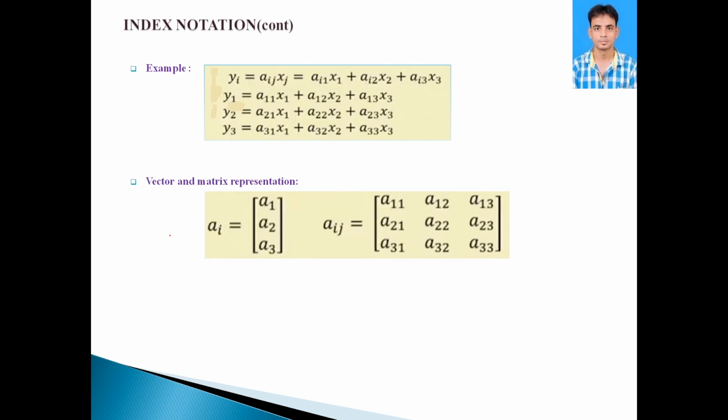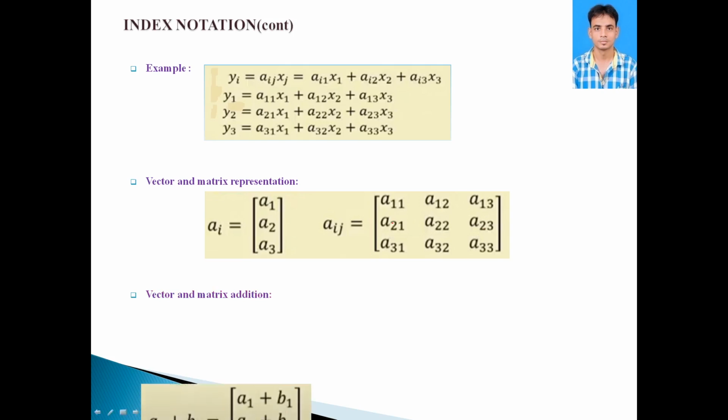The next is the vector and matrix representation. A vector can be represented by a column matrix. That means the vector a can be represented by a column, that is a1, a2, a3. And the components of a matrix can be represented like this, that is aij in index notation, but in matrix form it is a11, a12, a13, a21, a22, a23. That means i and j vary from 1 to 3.